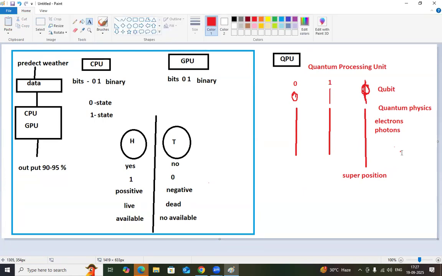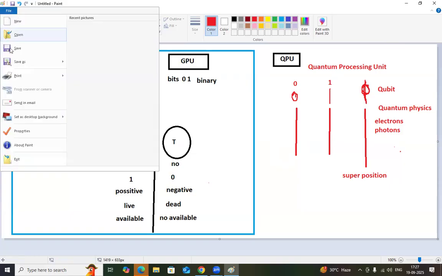These qubits are generated with quantum physics, and this concept of how a qubit is going to work in the processor or processing units is with electrons and photons. Am I clear? So, sir, CPUs are already there, GPUs are there. The next generation is the QPU. What can a QPU do? I will tell you a few examples.